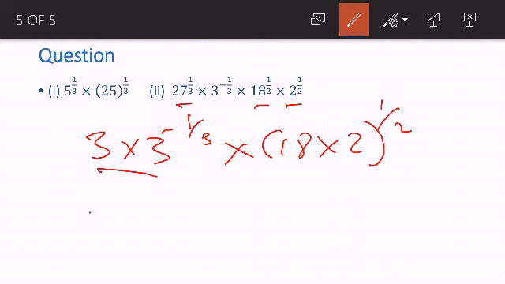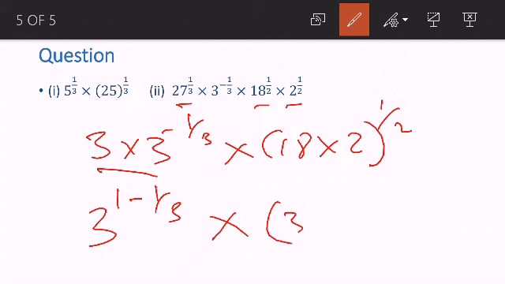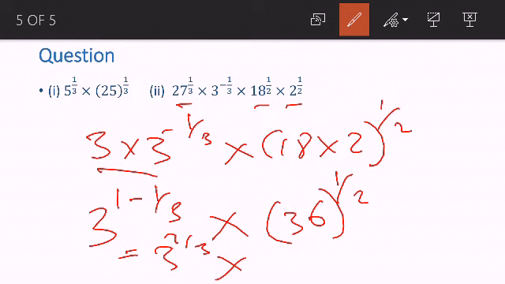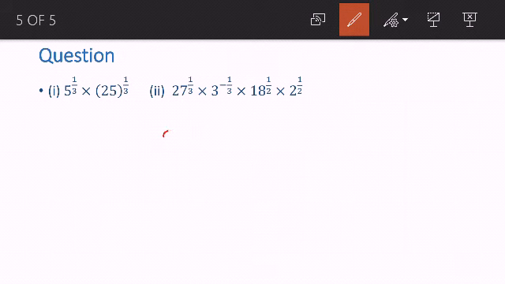Now we can apply the first law of indices, the multiplication law, which is 3 raised to the power 1 minus 1 over 3, multiplied by 18 times 2, which is 36, raised to the power half. Now this gives us 3 raised to the power 2 over 3, multiplied by 36 raised to the power half, which means square root of 36, which is 6. Now we can simplify this further. We can say that 6 is 3 times 2.